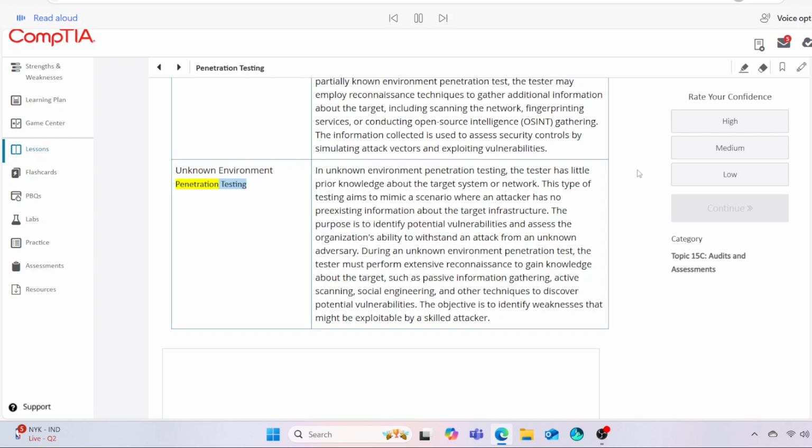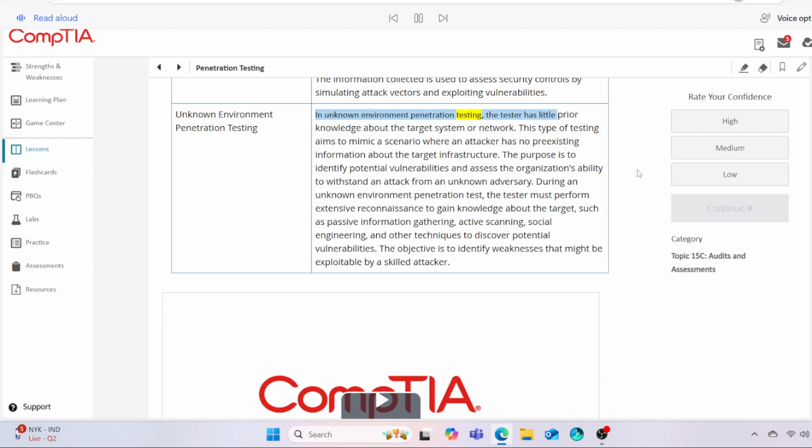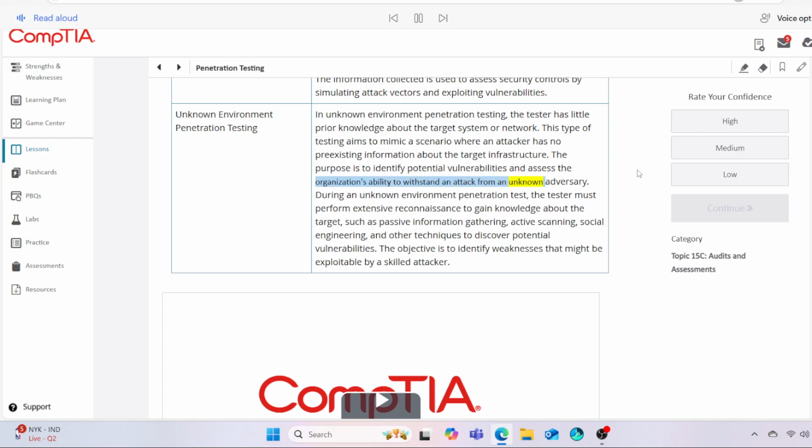Unknown environment penetration testing. In unknown environment penetration testing, the tester has little prior knowledge about the target system or network. This type of testing aims to mimic a scenario where an attacker has no pre-existing information about the target infrastructure. The purpose is to identify potential vulnerabilities and assess the organization's ability to withstand an attack from an unknown adversary.